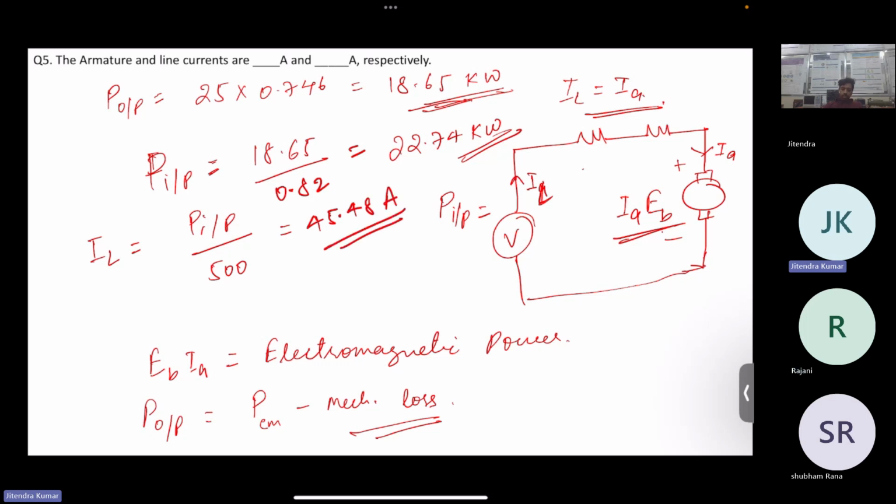And the same line current will be equal to armature current, so both the values will be the same. Any doubt here? No, sir. Great. So let's move on.